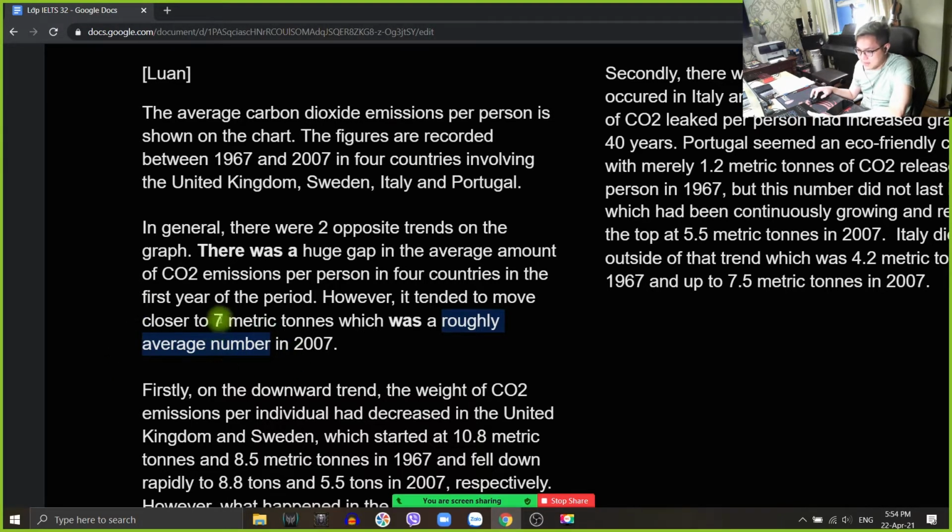Well, basically, this is a number. So you don't have to mention number again. Có con số sẵn này mình không nên dùng lại cái số number nữa. So basically, just say it's a rough average. Which was a rough average là được rồi. We need to have just a rough average. It's enough. Chỉ cần là đủ rồi. Which was a rough average in 2007.